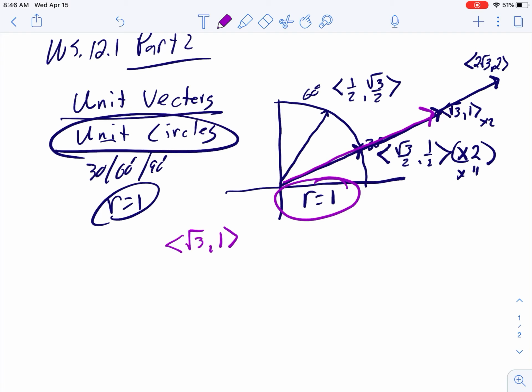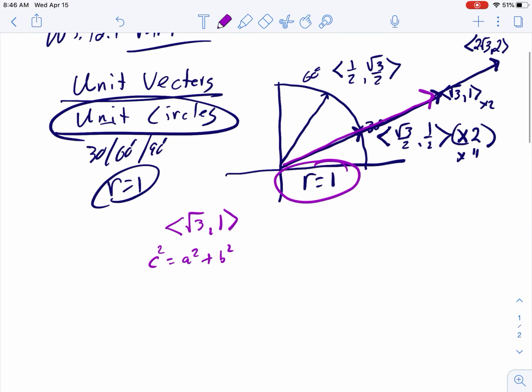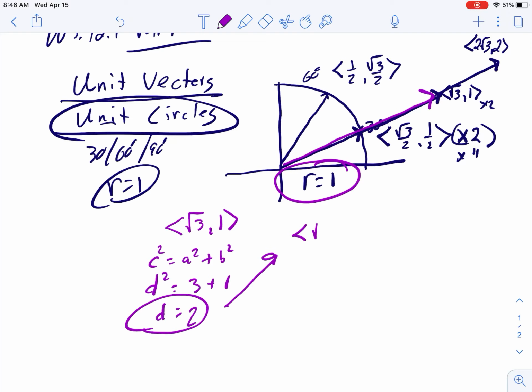So what you've got to do here is find the magnitude. So how do you find the magnitude? Pythagorean theorem. So you have, in this case, c squared equals a squared plus b squared. In this case, we're going to say d squared. So we have 3 plus 1, so d would be 2. And what you do is you just divide by the distance. So you take root 3 comma 1 and divide it by 2. Therefore what you have is root 3 over 2 and 1 half. And therefore you have a unit vector.